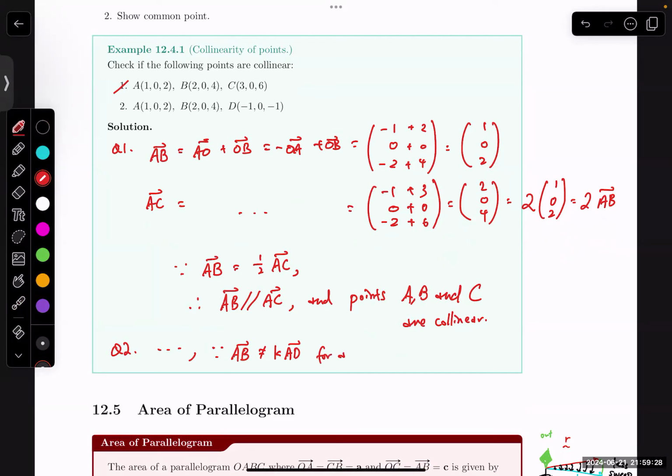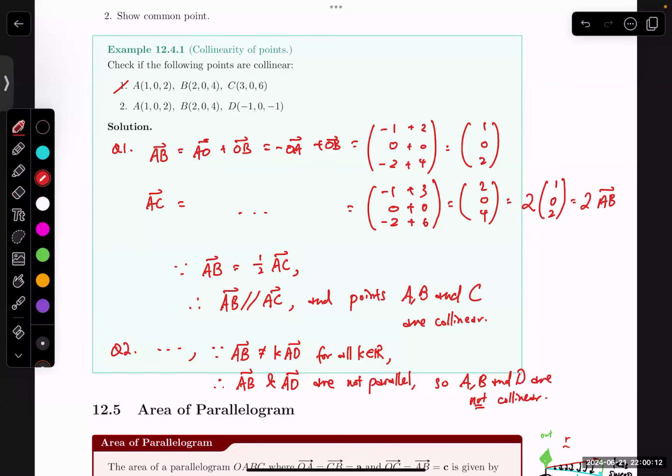For all k in R. So no matter what real number you multiply to vector AD, you can never get vector AB. Therefore, vector AB is not parallel to vector AD. Not parallel, you can write like this, but it's better to just say they're not parallel. So A, B, and D are not collinear.